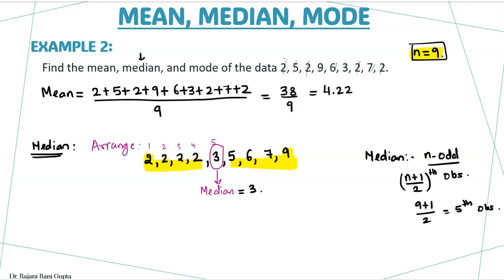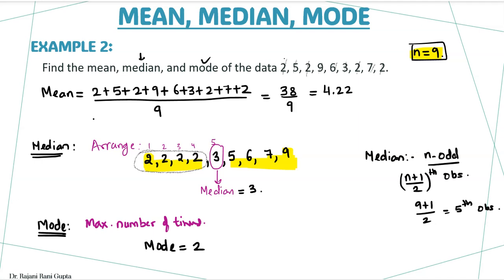Okay. Next, coming to the mode. So mode is the number which appears with maximum frequency, or you can say for the maximum number of times. So when you arrange the data, you can clearly see that here 2 is the number which is appearing 4 times. Rest all the numbers are coming only one time. So in this case, mode is equal to 2 as it appears 4 times.